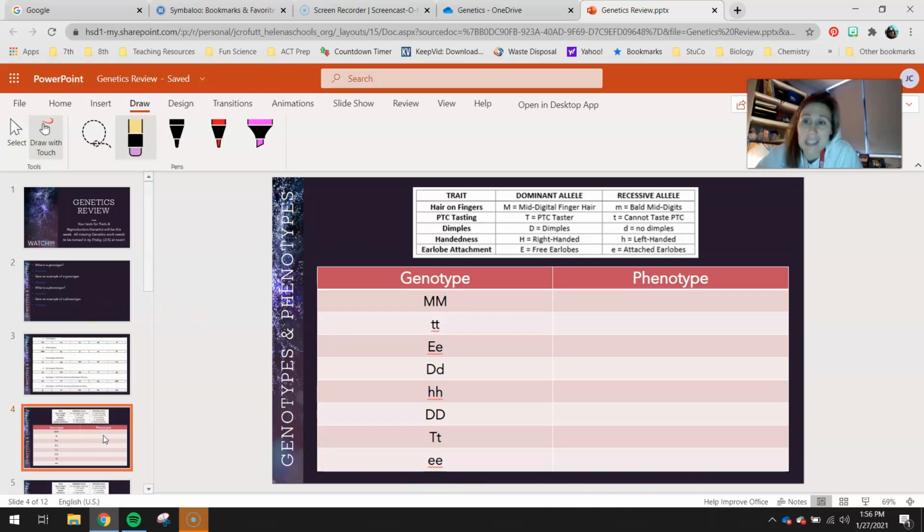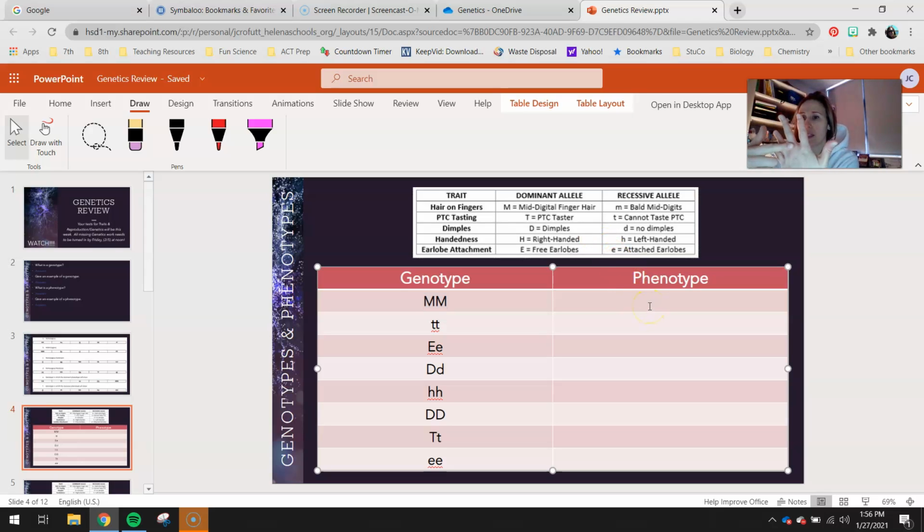Okay, moving on. Again, this table should look a little bit familiar to you guys. You guys can either click and type, or you guys can use the draw tool. That's up to you. I provide you with the genotype, and you guys are going to give me the phenotype. So if you guys look up at this key up here, we would see big M, big M. That would give us the dominant phenotype, which in this case is mid-digital finger hair.